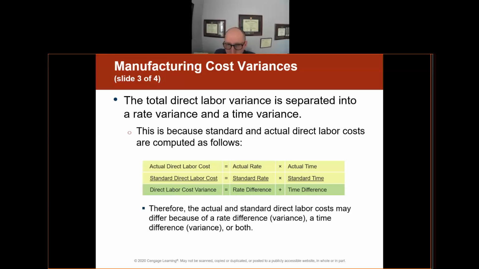For labor, it's the same concept. My actual labor is calculated based off of the actual hourly rate times the actual time used to produce each unit of output. And I compare that to the standard rate times the standard time. And the total variance is the rate variance plus the time variance.